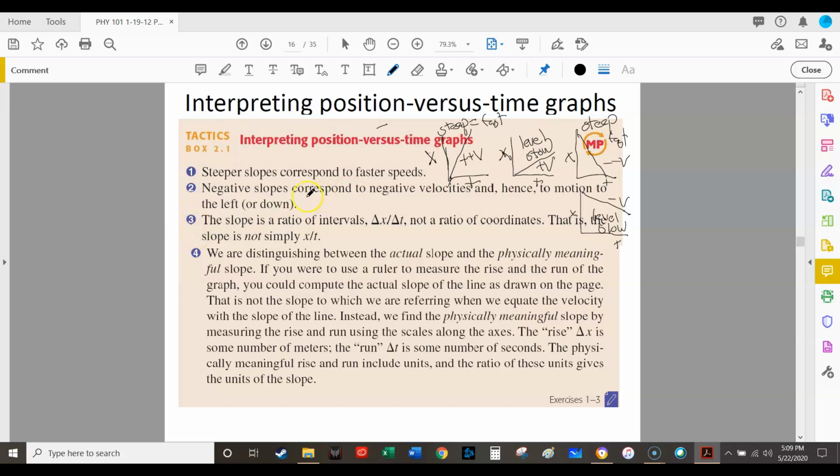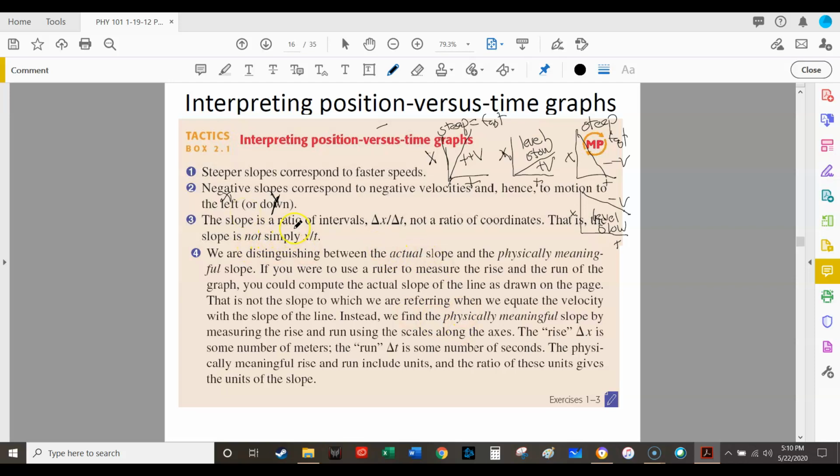And they're saying that negative slopes correspond to negative velocities, meaning it's to the left. Left and right is going to be the x direction. Up and down is going to be in the y direction. We're not going to be dealing with z directions.